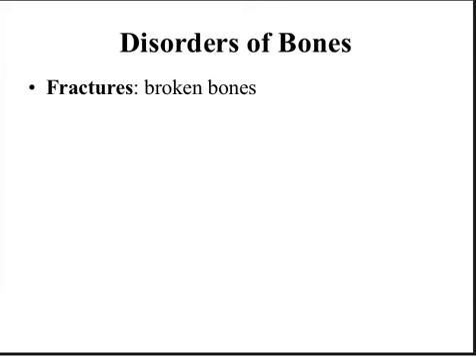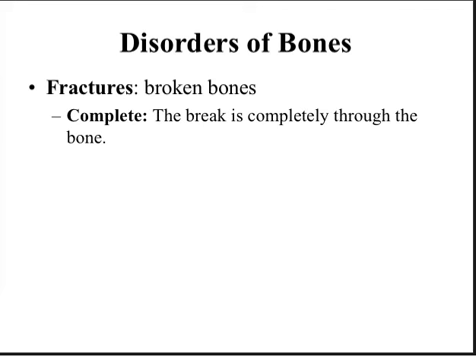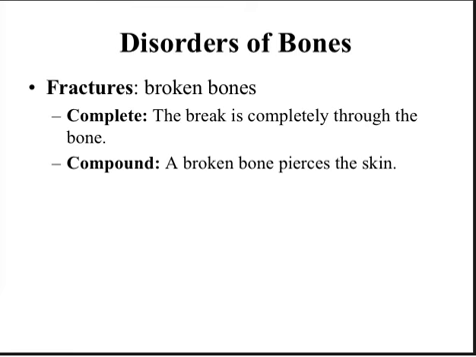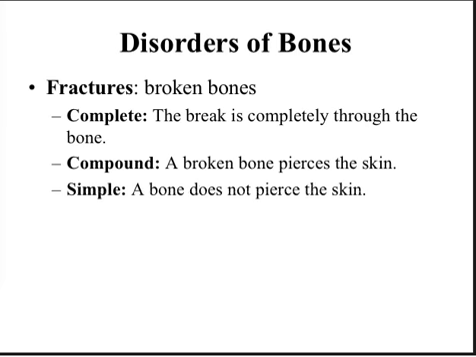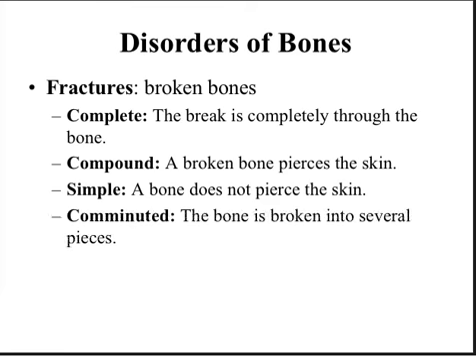So let's start with abnormalities of trauma. Fractures are broken bones. In a complete fracture, the break is completely through the bone. A compound fracture causes the bone to pierce the skin. A simple fracture is where the bone does not pierce the skin.